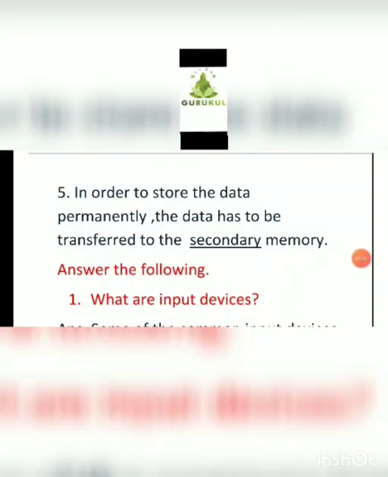In order to store the data permanently, the data has to be transferred to the secondary memory. Once again I am telling you, dear students, here the answer will be secondary memory, because whatever the things that we are saving in a computer system for the future use, it has to be stored in the secondary memory, because the secondary memory is permanent in nature. It will not be erased if the computer system is switched off.